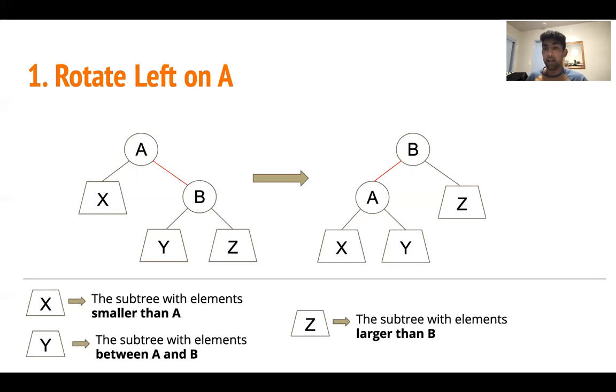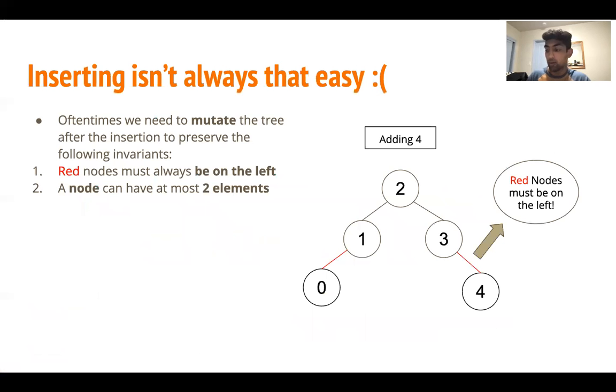And this may seem kind of arbitrary, like why are we doing this? When would it be helpful? So I want to walk through the problem that we face after adding 4. Notice here that this is a problem because 4 is on the right of 3.